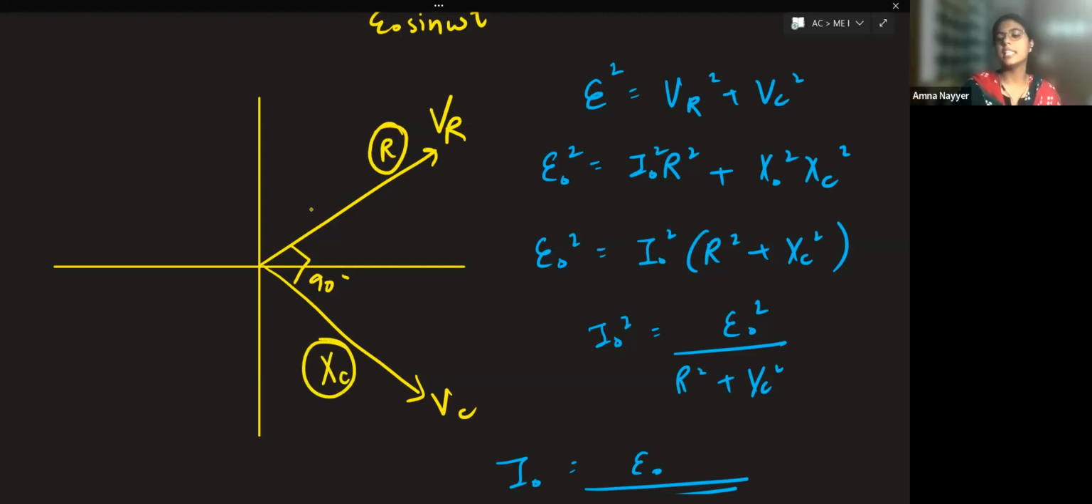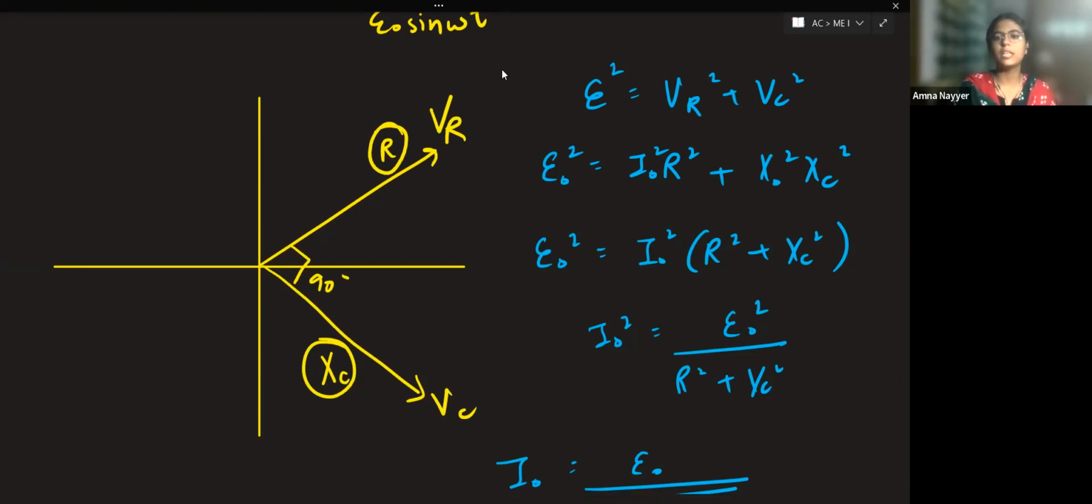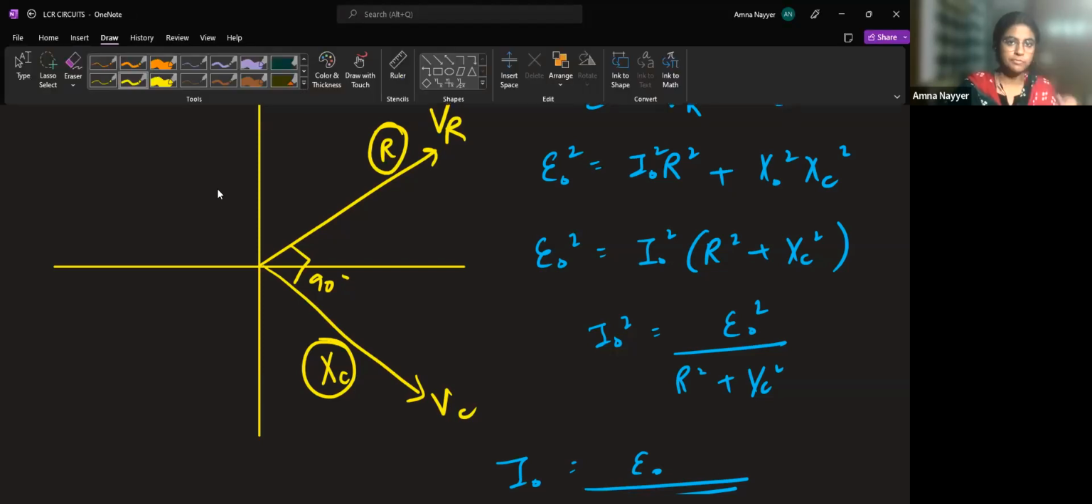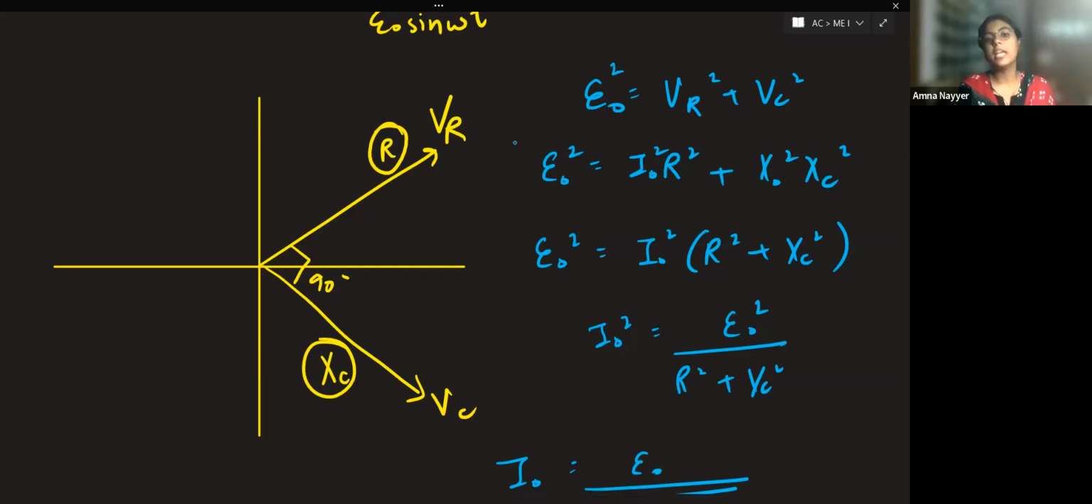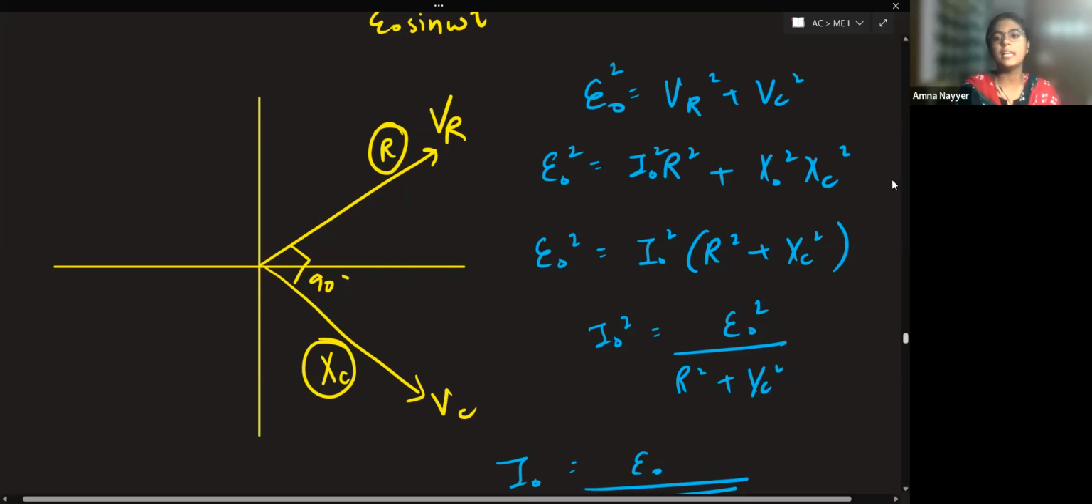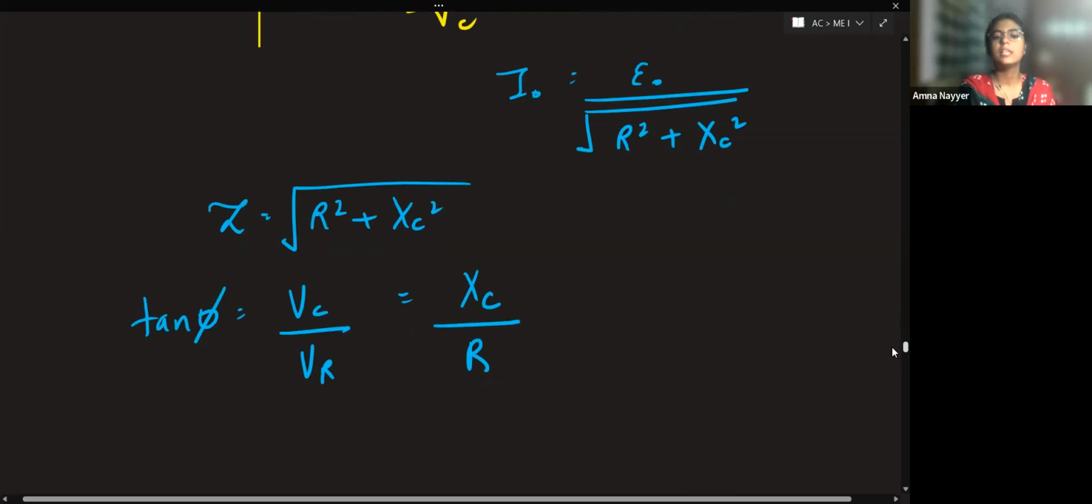Same derivation that we'll do. E naught square will be equal to VR square plus VC square. Now you will not be having VL square this time because this is the RC circuit. Now put in the value of IR, you will get I common, exactly the same steps. It's just that where you were getting XL square, now you have XC square. So tan phi will also be XC by R.